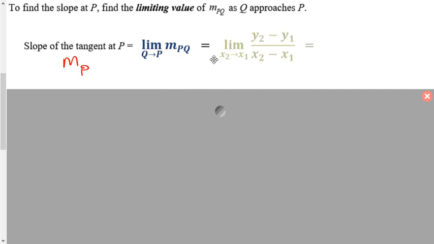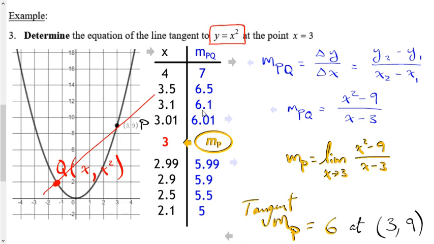Another notation we looked at was y2 minus y1 over x2 minus x1: as x2 approaches x1, what is the limiting value of this slope equation? Or we could look at it in this form, where we had the change in y over the change in x representing our slope, and as this change in x approached 0, this limiting value would give us the slope of our tangent line. Well, then we did this example.